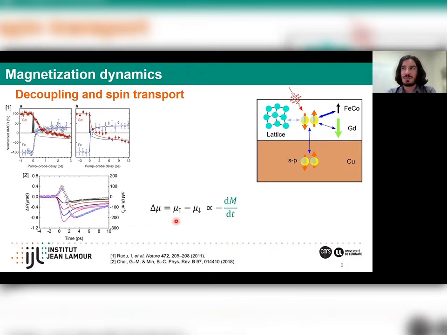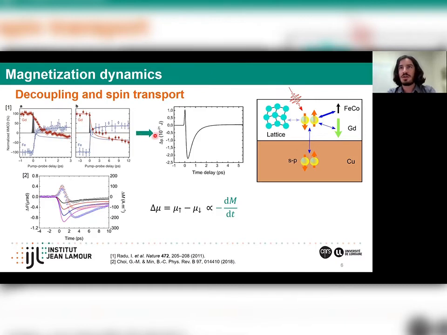And so this signal is basically the spin polarization of the conduction electrons, but more often we talk about spin accumulation, which is the difference between the chemical potential for up and down spins. And it can be shown that this spin accumulation is proportional to the time derivative of the magnetization. So for instance, for this magnetization dynamics, if I take the time derivative of it, this is what I obtain, which is rather close to the experimental results here.